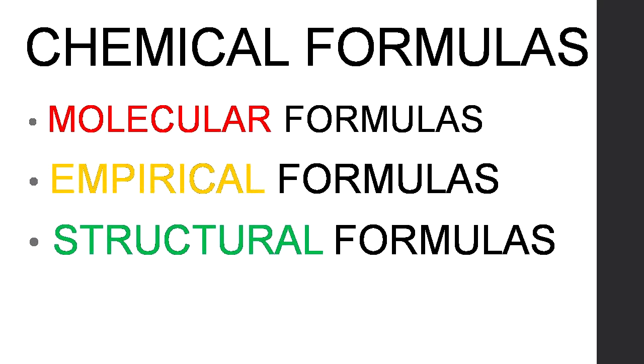Now, we will discuss chemical formulas. Chemical formulas provide a lot of information about chemical substances, such as how many atoms they are made of. There are three types of chemical formulas: molecular formulas, empirical formulas, and structural formulas, respectively.